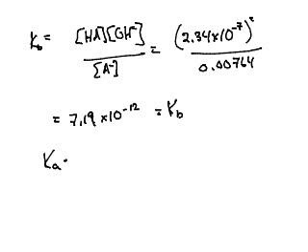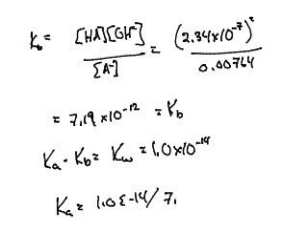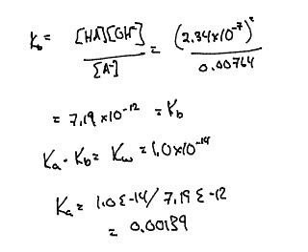Remember, we can write this, Ka times Kb equals Kw, and Kw, of course, is 1.0 times 10 to the minus 14th. So we're going to take 1 times 10 to the minus 14th, divide by 7.19 E minus 12. Boy, that was ugly. So the Ka will be 1.0 E negative 14 divided by 7.19 E negative 12, and that equals 0.0013. So 1.3 times 10 to the minus third.